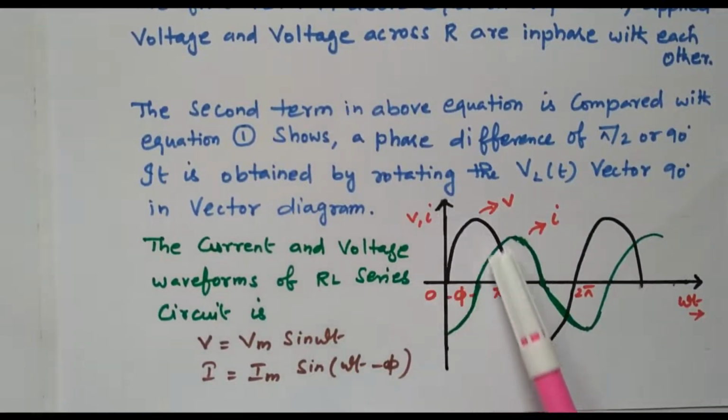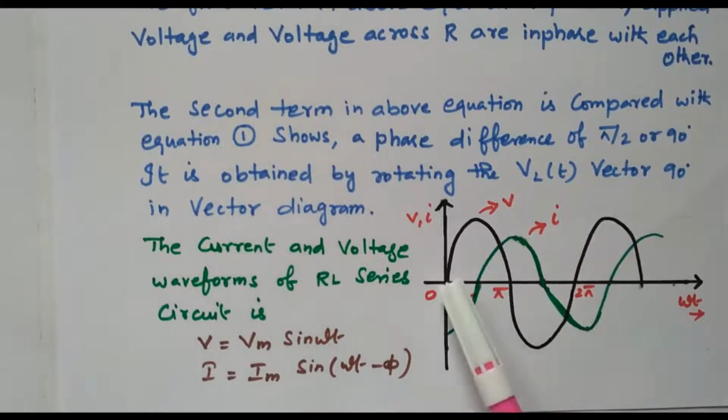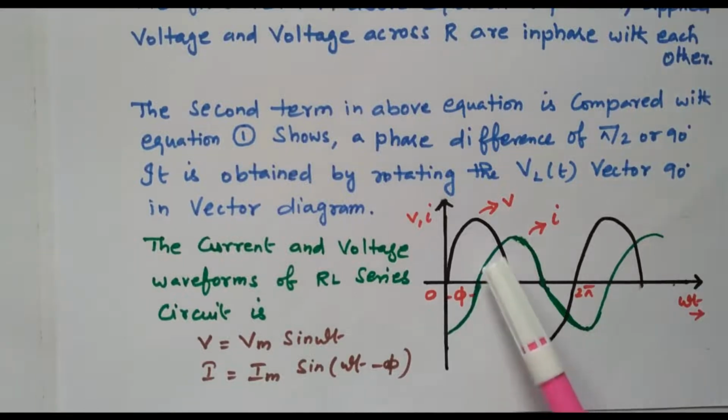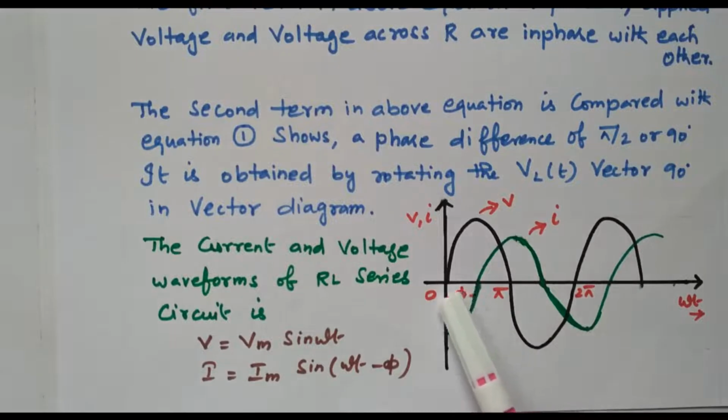So this is the voltage. It starts at 0 degrees. In the inductive circuit, the current is lagging or the voltage is leading. So the current starts after pi. After pi only the current starts. So there is a phase difference of pi between current and voltage, that is, the current is lagging the voltage.